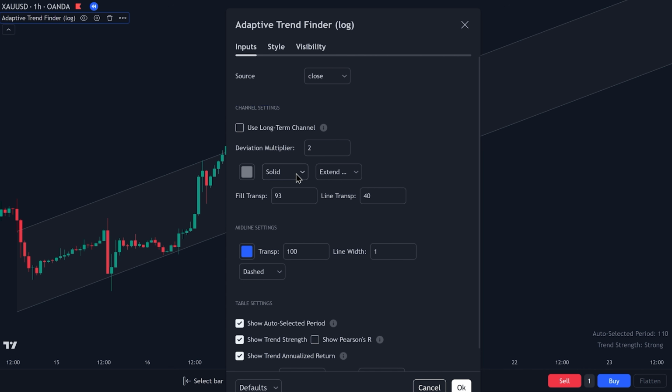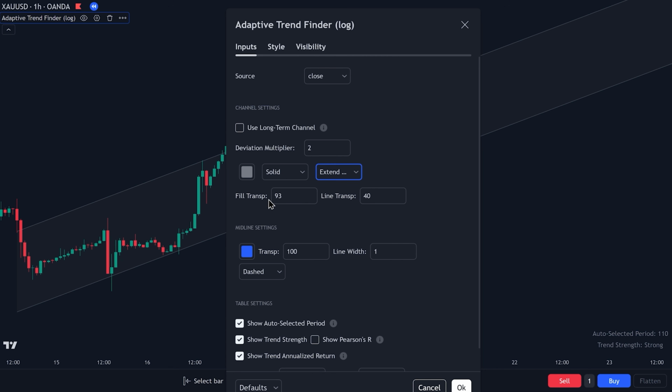In the Line Style section, you can customize how the trend channel lines appear on your chart. You can choose from solid, dotted, or dashed styles depending on your preference for visual clarity. Now, let's move to the Extend settings. You can choose how far the trend lines extend. Selecting Extend Right will project the lines into the future, helping you anticipate where the trend might go.